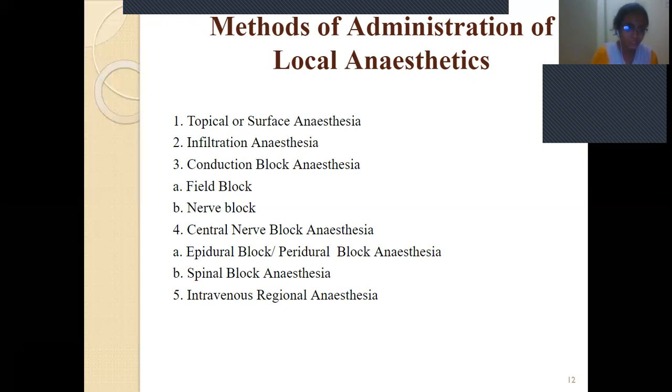Next one is nerve block. This type of injection is given close to the nerve trunk, or in the area surrounding the nerve trunk. At that place we give this type of anesthesia, that is nerve block anesthesia. The drugs are mepivacaine and lidocaine. The part it will affect is the brachial.